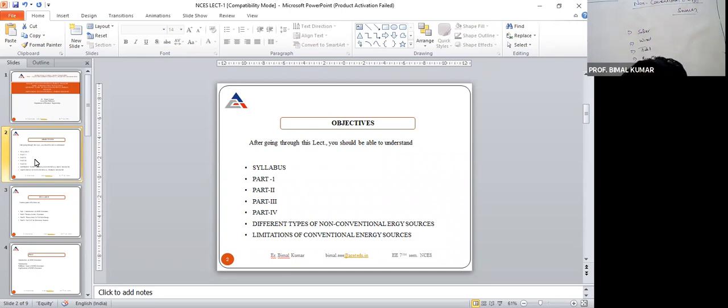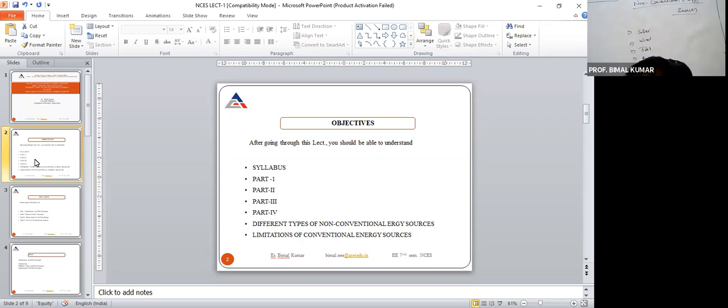So what is the need of the non-conventional types of energy sources? Because our load is going to increase day by day. To fulfill the demand of electrical energy, we will have to shift from conventional sources of energy towards non-conventional sources of energy.